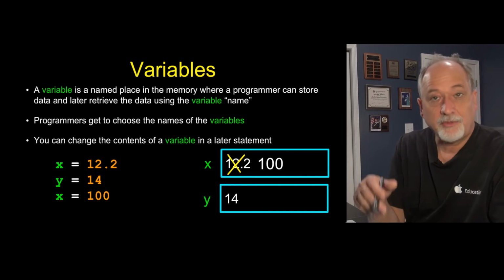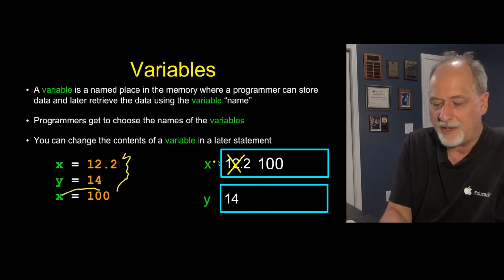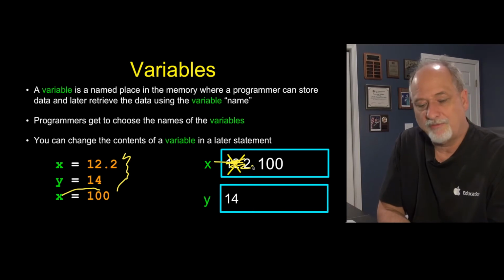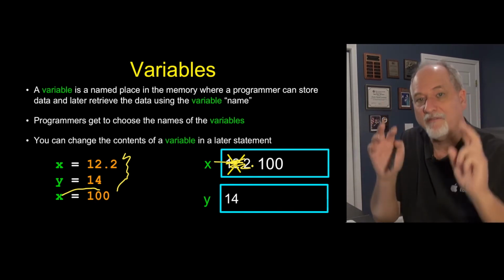Now, these variables hold one value. So if we have these three statements, these two, and then the third one executes, it says put 100 into x, but that wipes out the old value of 12.2, and it rewrites it with 100. And so we can change the variables. That's another reason that we call them variable.